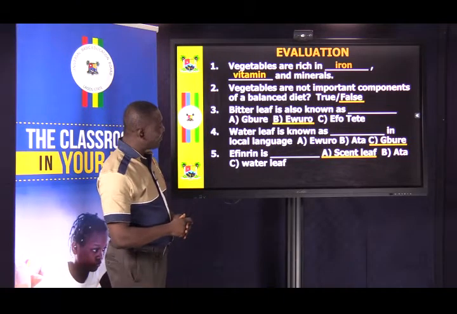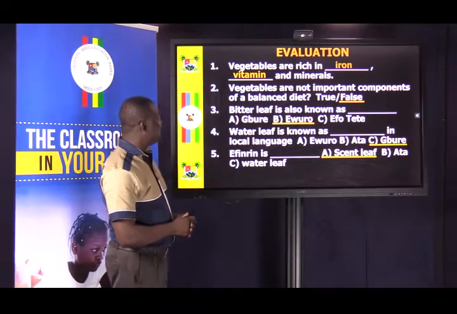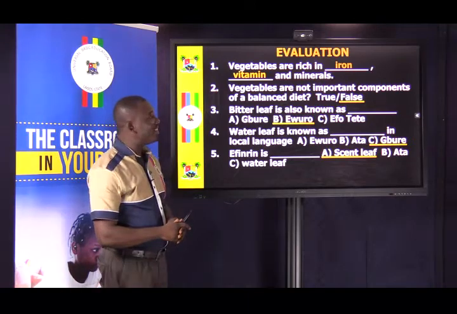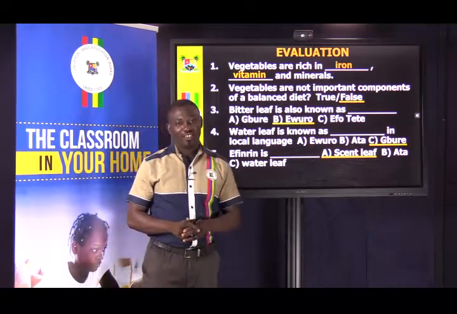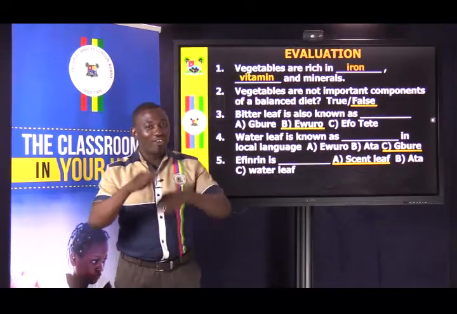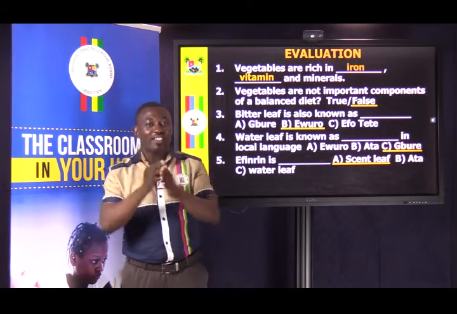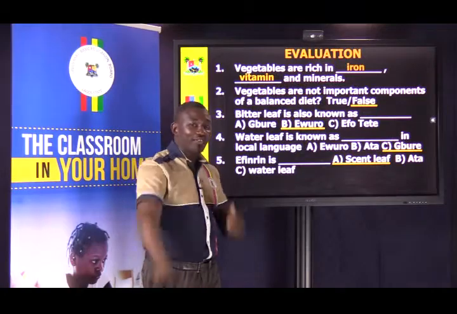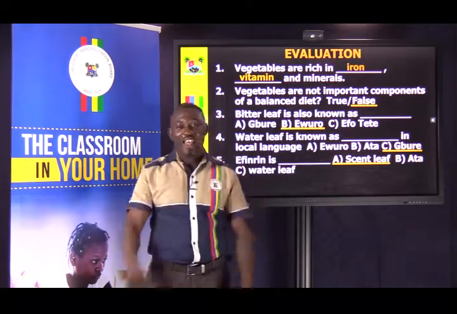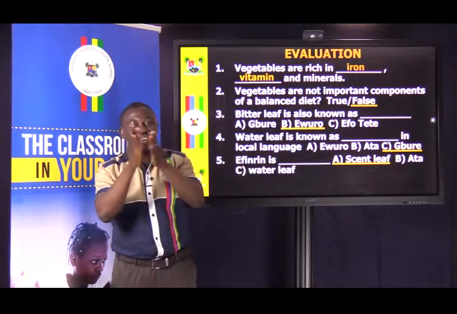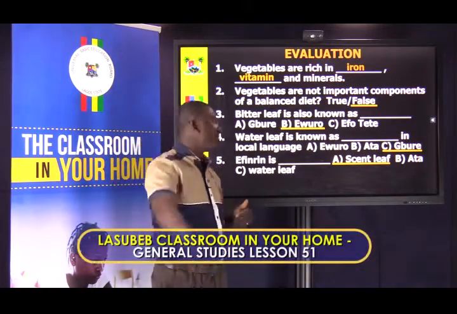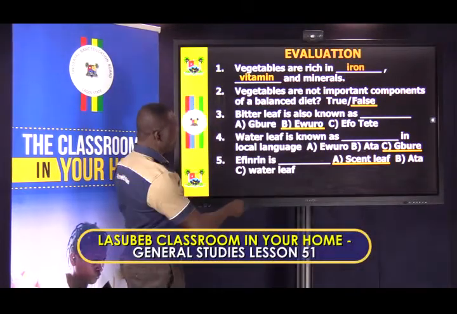Okay, did you get 5 out of 5? Did you get 4 out of 5? Did you get 3 out of 5? You deserve a rolling chair. Let me give you a rolling chair. Roll, let's go. 1, 2, 3, 4, 5, 6. Bravo. Let me give you again. Roll, let's go. 1, 2, 3, 4, 5, 6. Bravo. Well done, pupils.